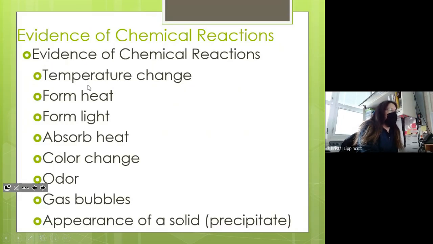What evidence do we have of chemical reactions? Now, not all of these are evidence. Sometimes we end up getting these things and they're not actually chemical reactions. But typically, when you have this happen, you get a temperature change. You can form heat. Think about lighting a match, for example. That is a chemical change. And then the last one here is precipitate formed.